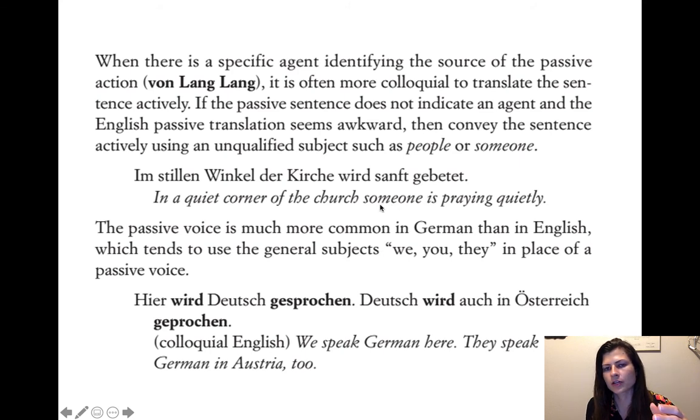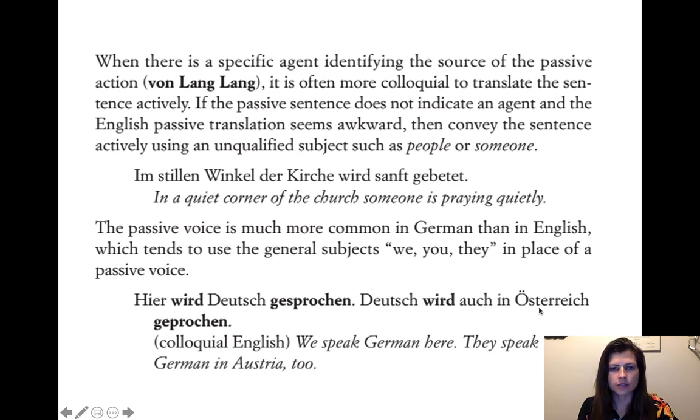We have this image in our head of someone over there praying quietly, but you can't see them. They're far away. It doesn't matter who. It's more that you can see the praying happening, but it doesn't matter who. So someone's a nice translation for this type of sentence. And then, since the passive voice is more common in German than in English, which tends to use the general subjects we, you, they in the place of a passive voice, we have, for example, hier wird Deutsch gesprochen. It really means here German is spoken, but we speak German here. Sounds quite good and expresses a very similar idea.